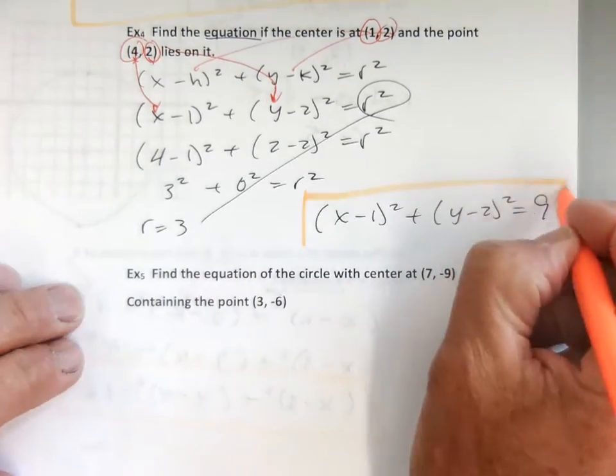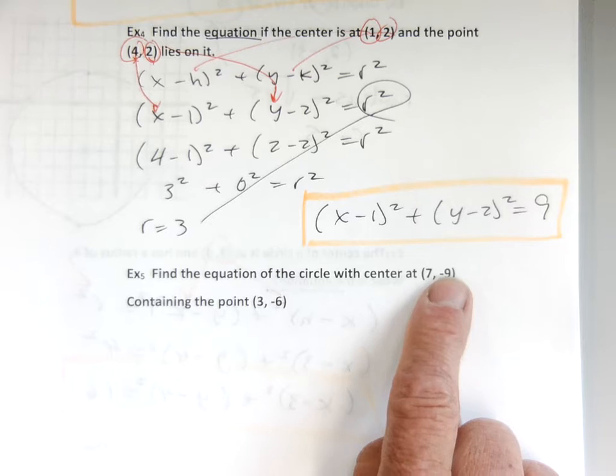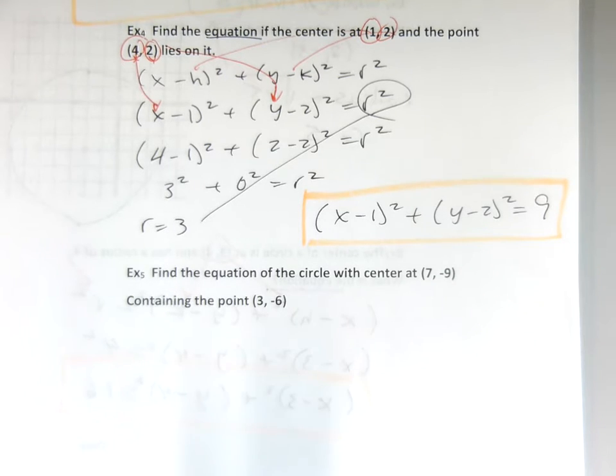Okay, example 5 is just like example 4, except maybe the radius isn't so easy to find. We got a center here, and it contains this point. It's the exact same kind of problem, but maybe it's a little more challenging. So let's take a look at it.